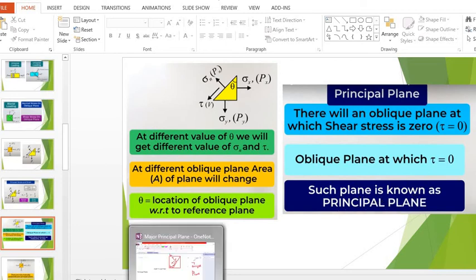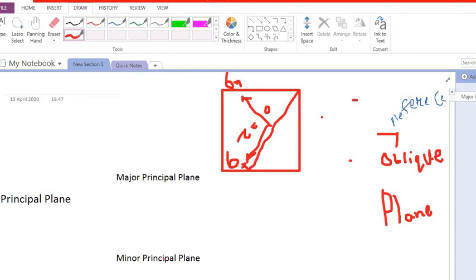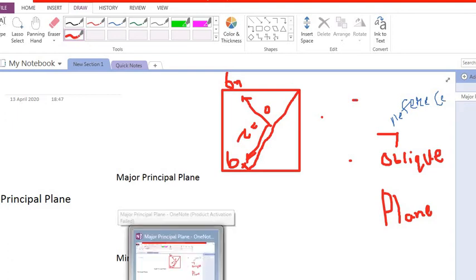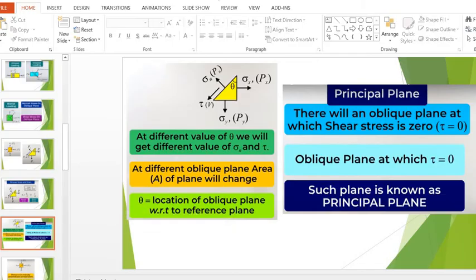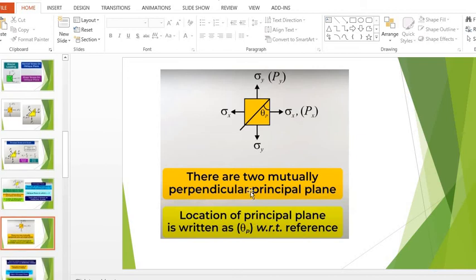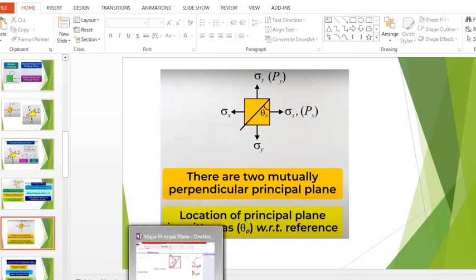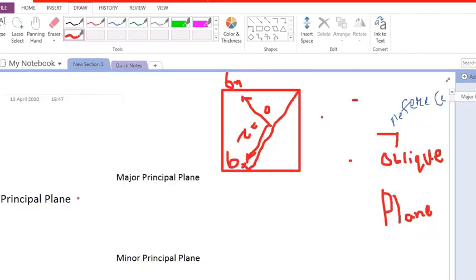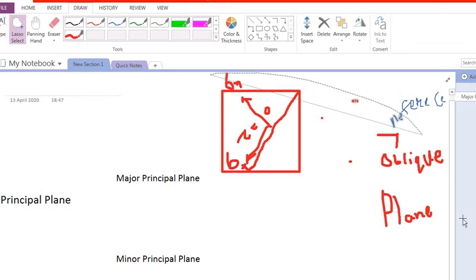Now the next thing: one thing is clear, the principal plane. Second, there are two mutually perpendicular principal planes. Again, principal planes are of two types. Here you can see, I will delete this.